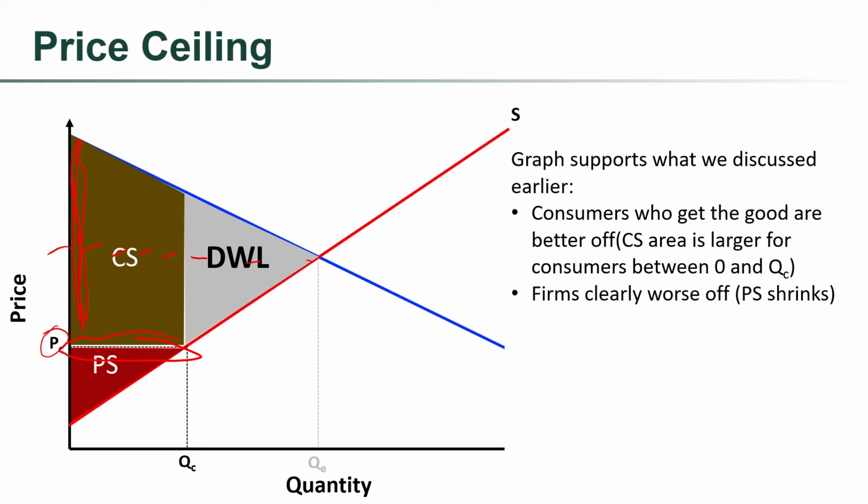Firms are clearly worse off, right? So if I'm a landlord or thinking about becoming one, I would much rather charge this high equilibrium price than this lower ceiling price. So the producer surplus triangle gets a lot smaller. Firms are clearly worse off.